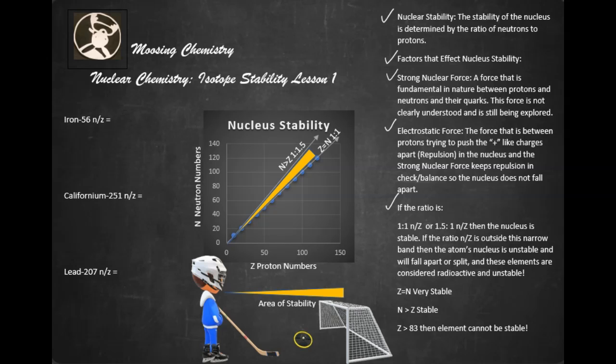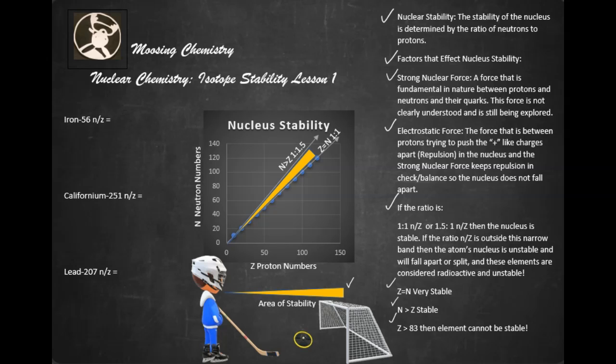Quick checklist: if Z is equal to N, then it's very stable. If N is greater than Z, then it's going to be stable, more or less. But if Z is above element number 83, then it cannot be stable. Okay? And on this chart right here, the gold area is the area of stability. Any atoms above this line of 1 to 1.5 or below the line of 1 to 1 are considered unstable.